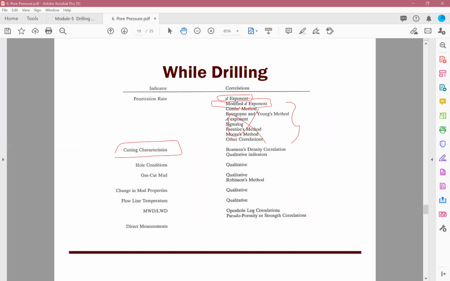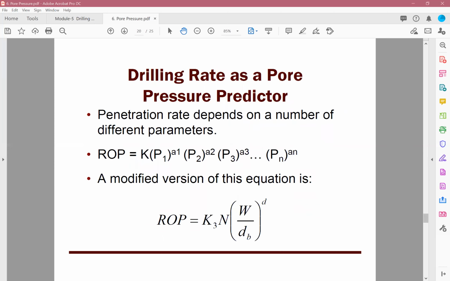Gas cut mud, measurement while drilling, hole conditions, different things that you can use to calculate the pore pressure and find the abnormally pressured formations. But in this lecture, we are just going to talk about the penetration rate and the exponent method. The exponent method is basically one of the most famous methods. Penetration rate in drilling is a function of many properties. So can you guys give me some examples?